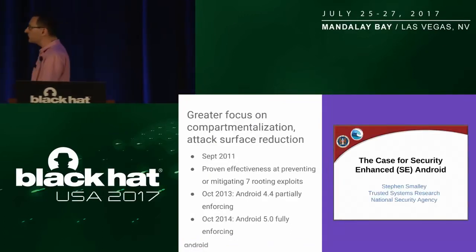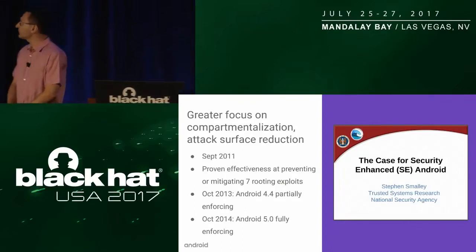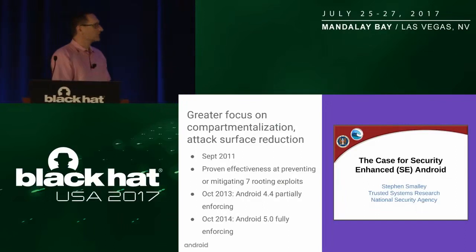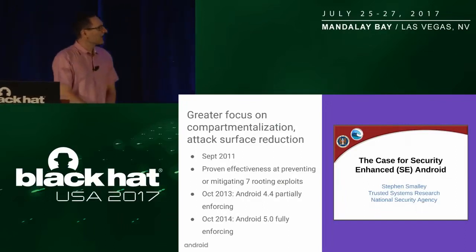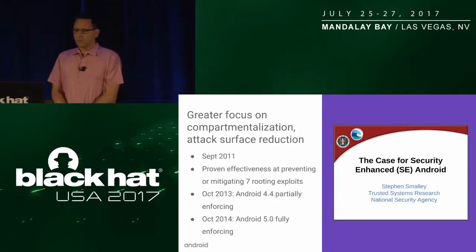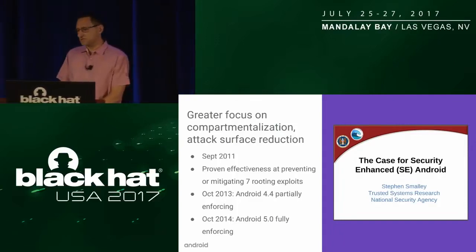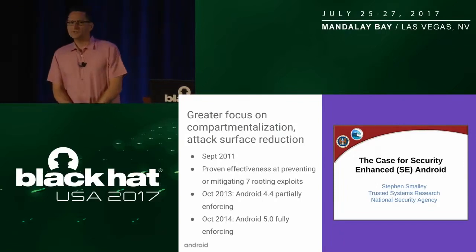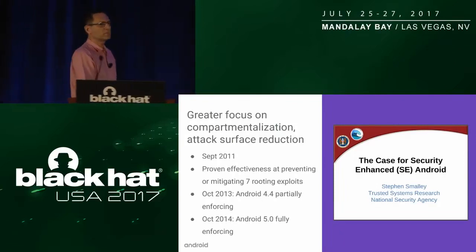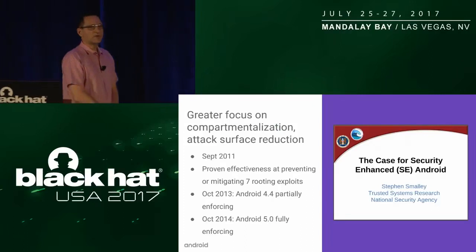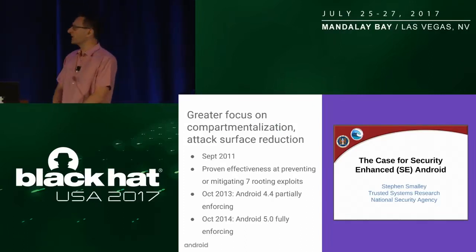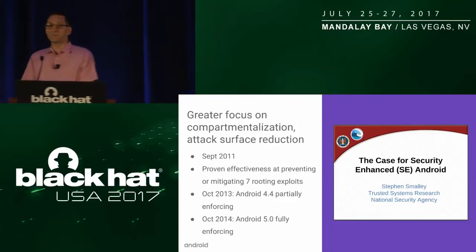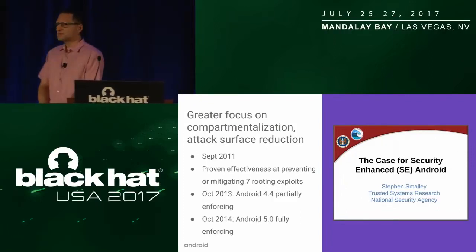But something really interesting happened right around September 2011. Stephen Smalley published this paper titled "The Case for Security Enhanced Android." He published a paper and a presentation. I encourage you to read it. What he did was look at 7 rooting vulnerabilities and talk about how, if we had had a mandatory access control model, these vulnerabilities would have been constrained and mitigated. So this was sort of a revolutionary moment.